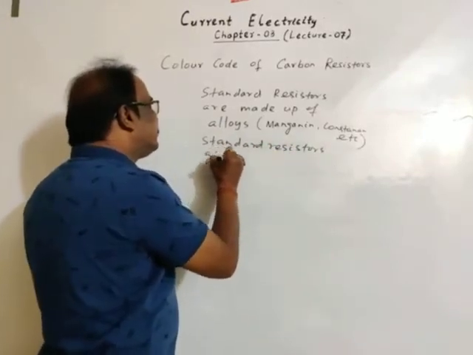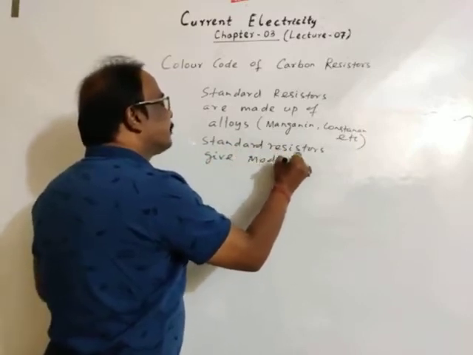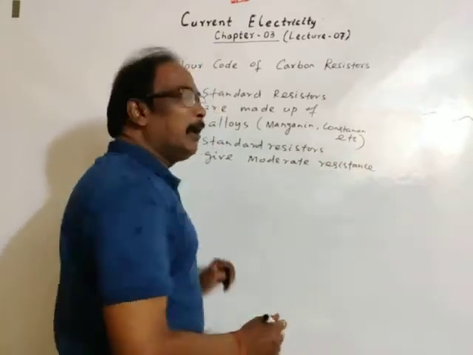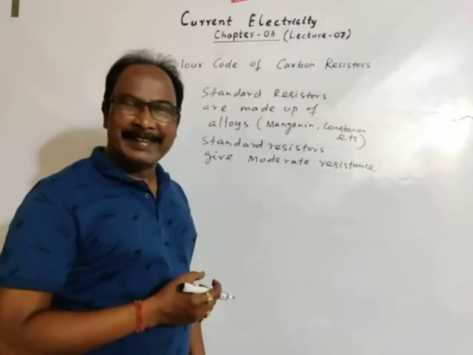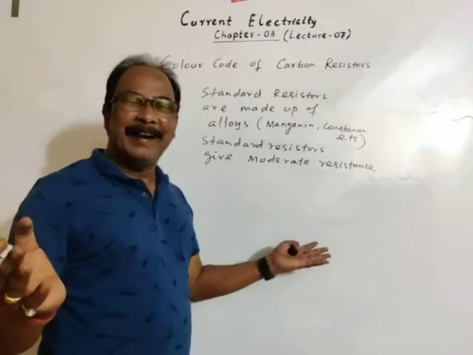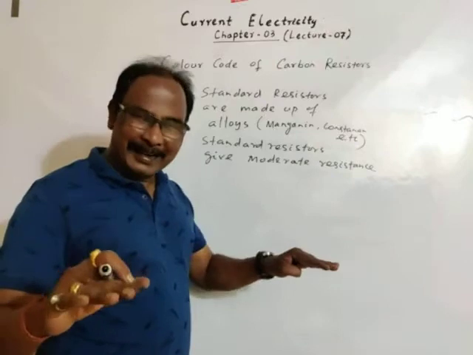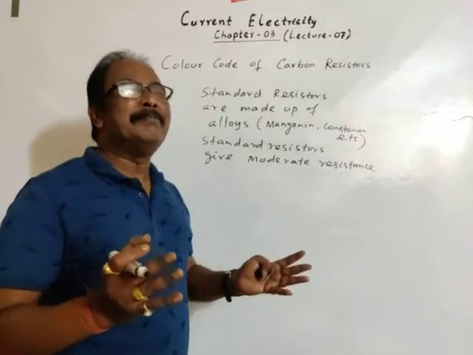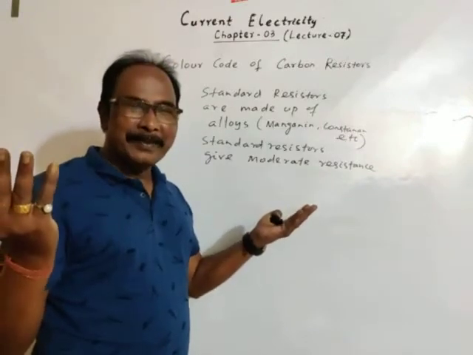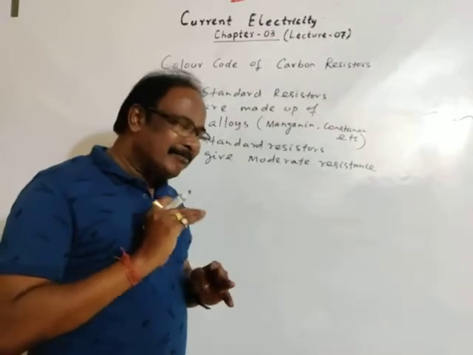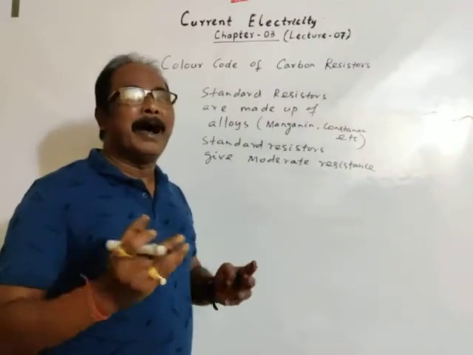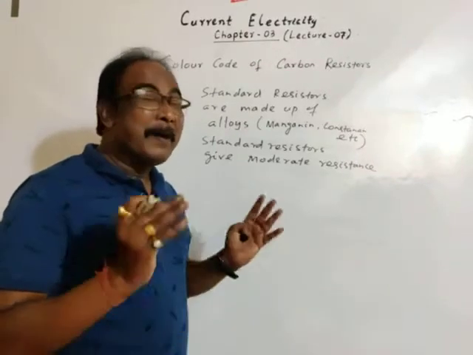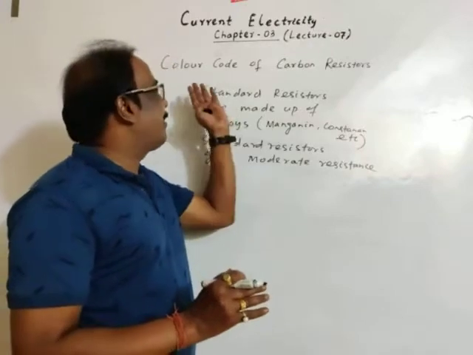But standard resistors give moderate resistance, which means the resistance of standard resistors is in an average range. Suppose we need very high resistance. There are many instruments or devices in which high resistance is required. For which would you use carbon resistors?